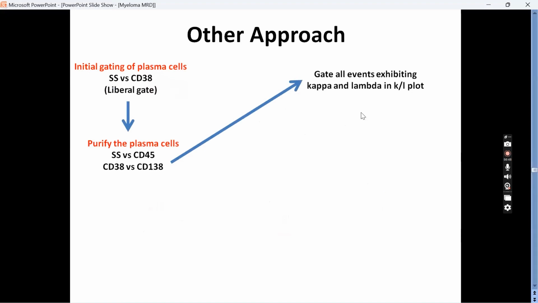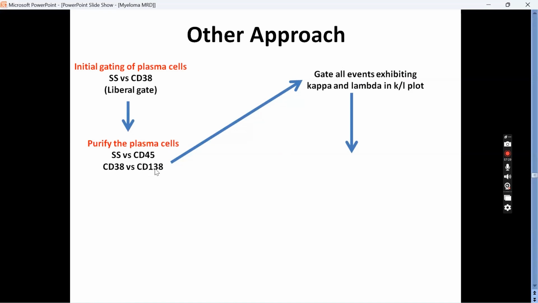Now I take only the populations which are expressing kappa and lambda for further analysis. This way, my population is much more purified. The only pitfall with this particular approach is a case of non-productive myeloma, which is very, very rare. In that case, this approach may not work. For all other myeloma cases, this will work quite well.